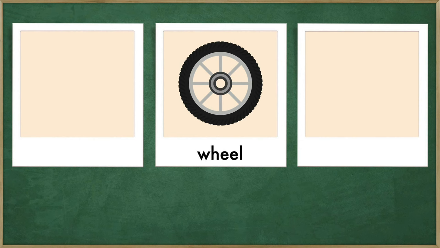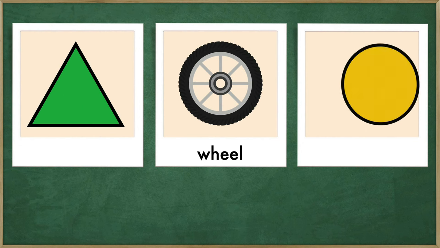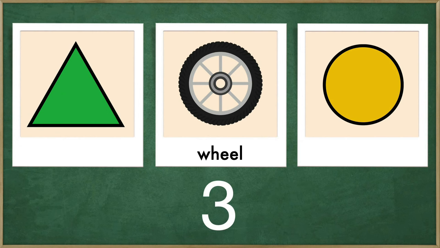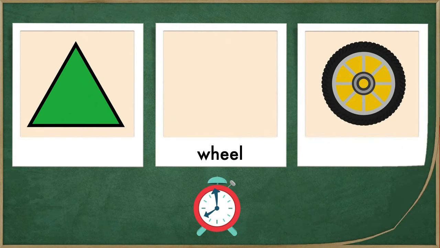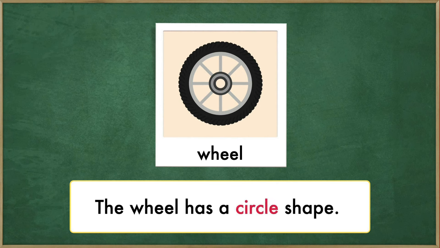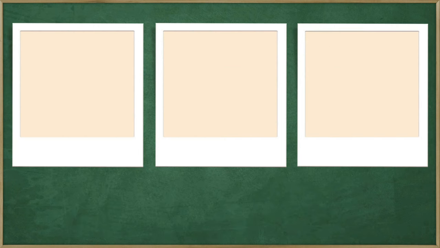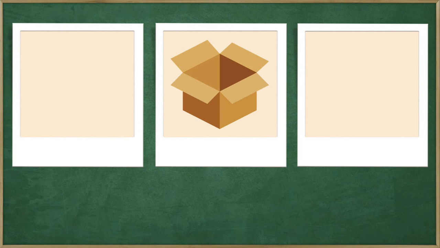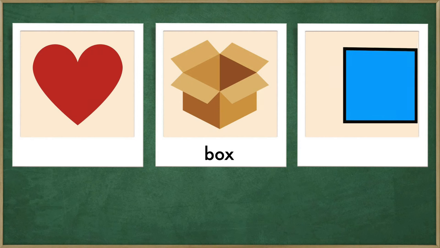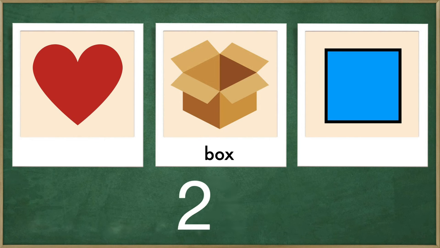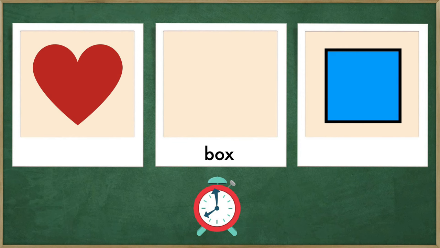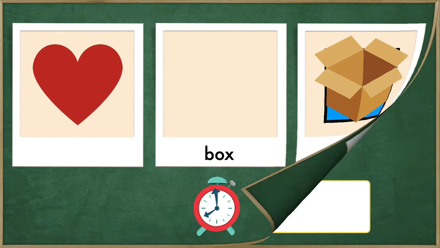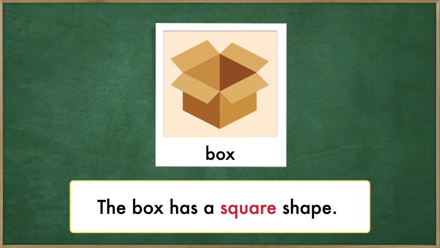Wheel. What shape is the wheel? Is it triangle or circle? Go. The right answer is, oh, what shape is this? Circle. The wheel has a circle shape. Box. What shape is the box? Is it heart or square? Go. The box has a, what shape is this? Square. The box has a square shape.